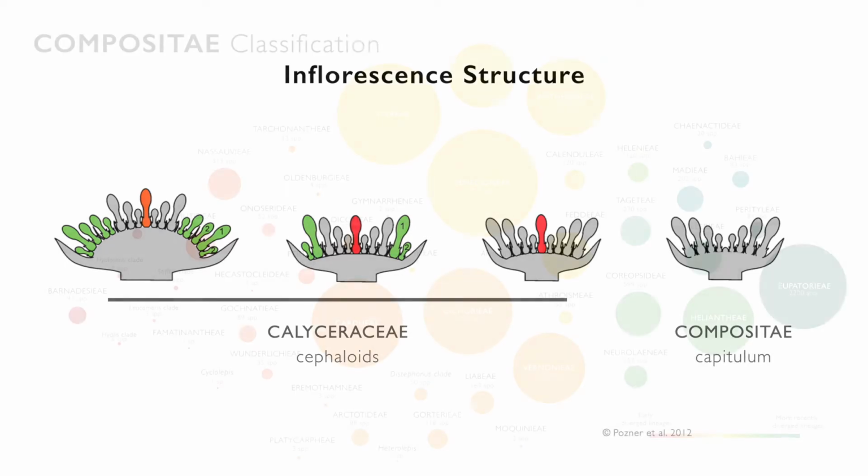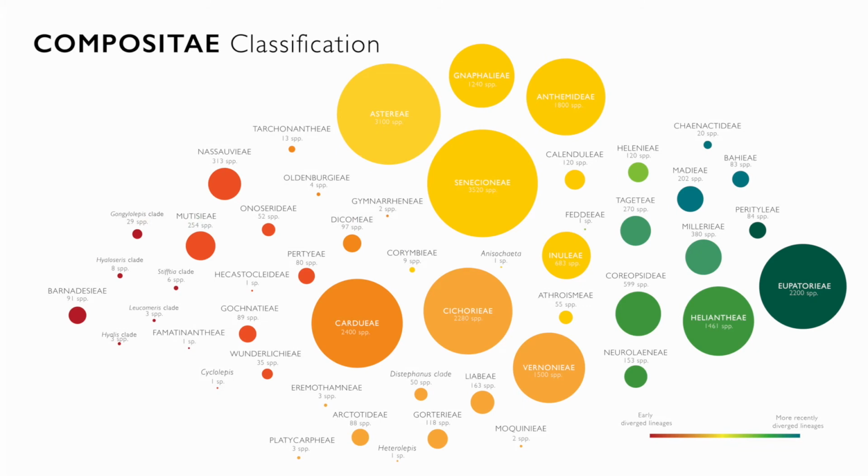Okay, so moving on, if we look at the current classification of the Compositae, you will see that it is composed of almost 50 tribes and a substantial number of subfamilies, among which the major tribes are the Astereae, the Senecioneae, the Cichorieae, the Cardueae, the Anthemideae, Gnaphalieae, Vernonieae, Heliantheae, and Eupatorieae. All those are the major tribes.